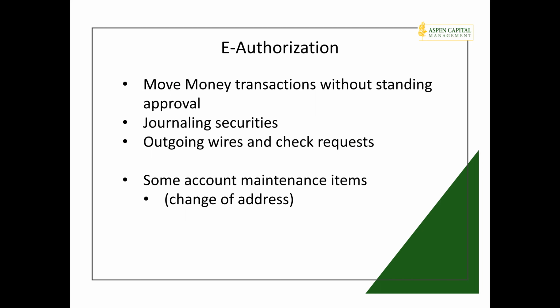The first move money transaction that we can use e-authorization for is move money transactions without standing approval or a link between accounts that's not already set. The second is journaling securities, or in other words, moving non-cash positions like a mutual fund between accounts. And the third is outgoing wires and check requests. All of these move money transactions can utilize e-authorization for you as the client to approve the transactions, instead of signing a DocuSign form. And then I'll just add that there are some account maintenance items that can utilize e-authorization as well.